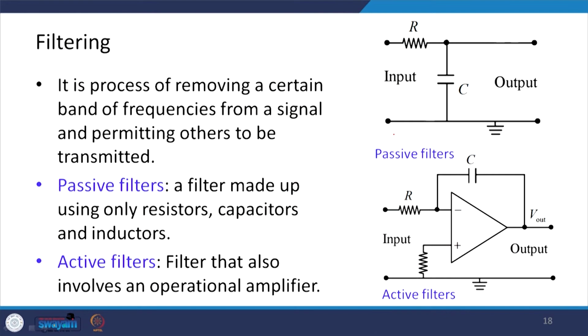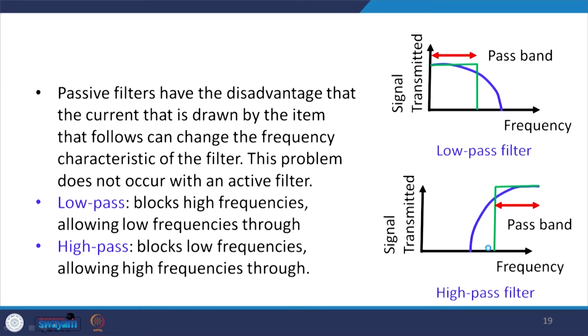So, here you have the example of the passive filter. You have a resistor and capacitor here, this is your input side and this is your output side. And here you have the active filter where an op-amp is there, along with resistors and capacitors. So, let us look at the definitions of these filters.